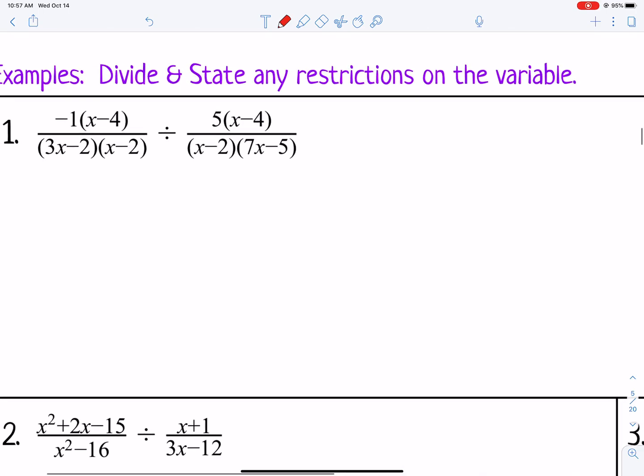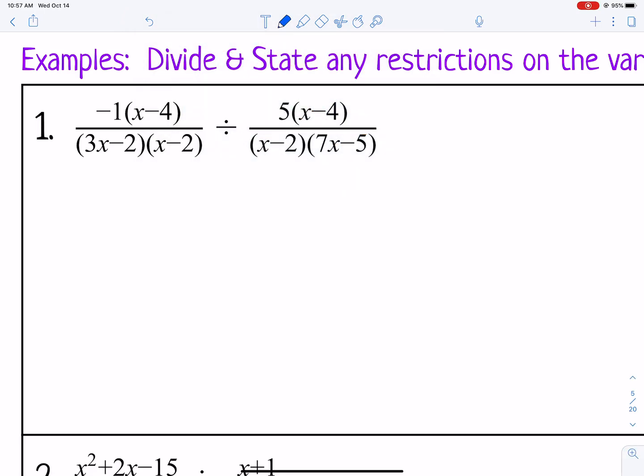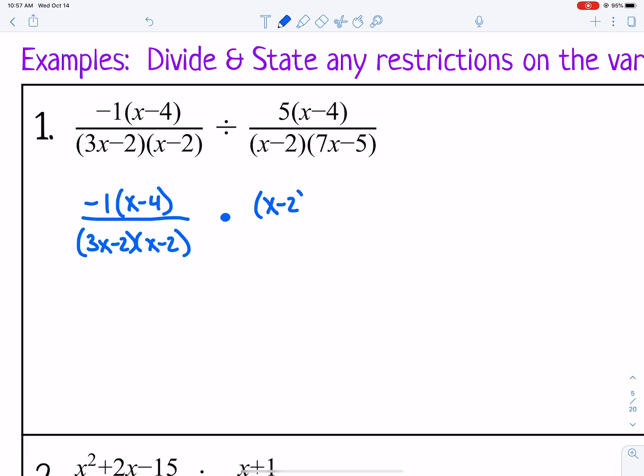In this first example, we're going to start out by keeping it, changing it, and flipping it, or multiplying by the reciprocal. So keep it means keep this first fraction as it is, so I'm just rewriting everything. Change it to multiplying, and then flip the second fraction around, so you have x minus 2 times 7x minus 5 over 5 times x minus 4. Now they've already factored this one out, which could happen sometimes. They might give it to you in factored form.